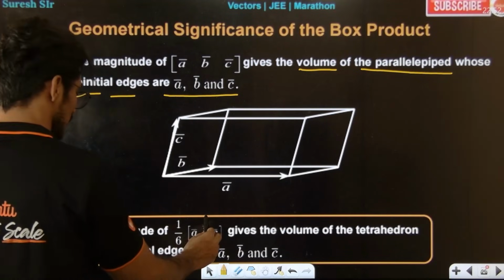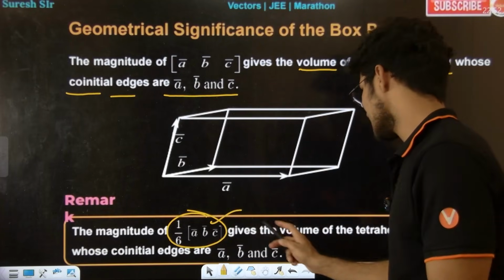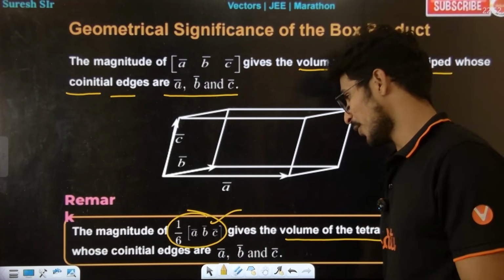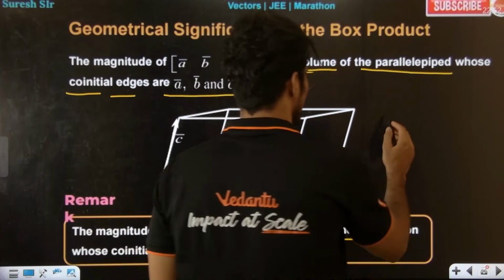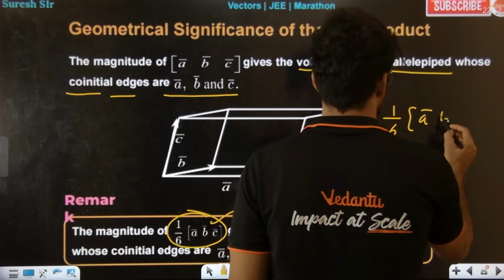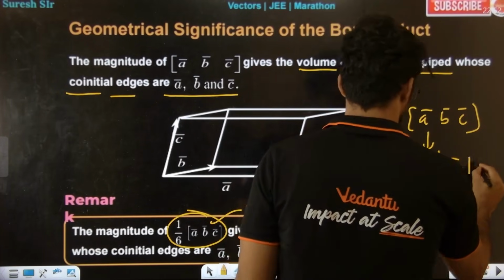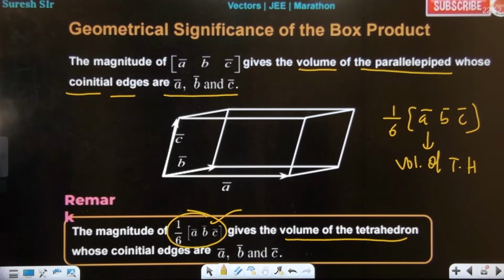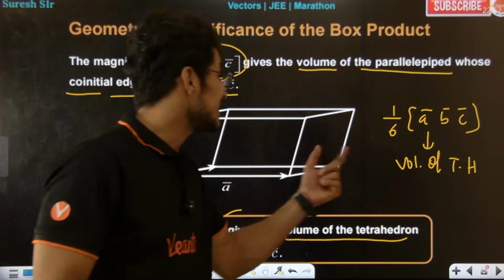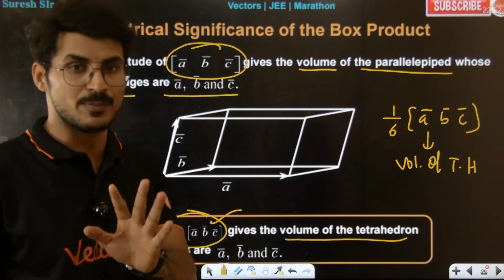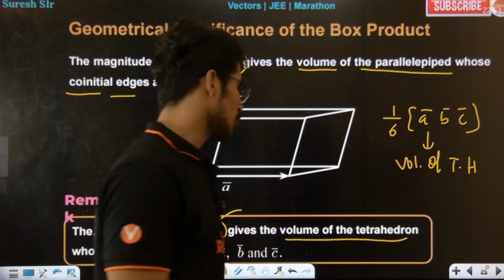So the magnitude of this is the volume of the parallelepiped. And the volume of the tetrahedron, I will simply take as 1/6 times box ABC. TH means tetrahedron. So the volume of parallelepiped is box ABC, and the volume of tetrahedron is 1/6 times box ABC. Simple, two formulas: volume of parallelepiped and volume of tetrahedron. Hope you understood. Next.